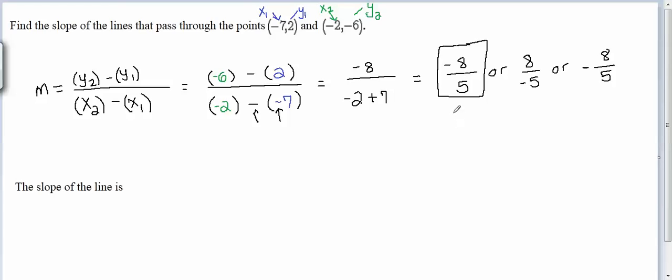Okay, the next thing we want to talk about in this question is to say, based on the slope, do we know if this line is increasing, decreasing, horizontal, or vertical? And we notice our slope is negative. It has a negative sign out front, so the slope of the line is negative. So this line is decreasing, meaning it's going downhill.